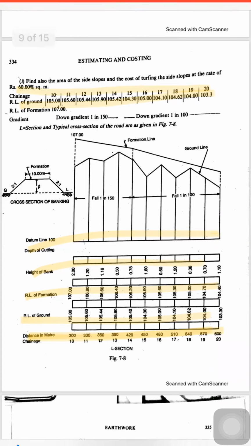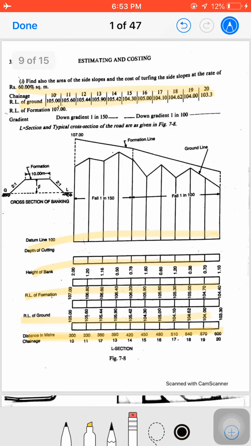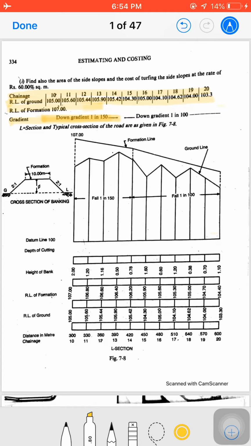Now you can see, they have given the chainages, that is from 10 to 20. They have given the RL of the ground. Next, RL of formation at the 10th chainage is 107. Next gradient, it is a downward gradient from 10 to 20. The downward gradient is till 14th chainage is 1 in 150, and from 14 to 20 it is 1 in 100.